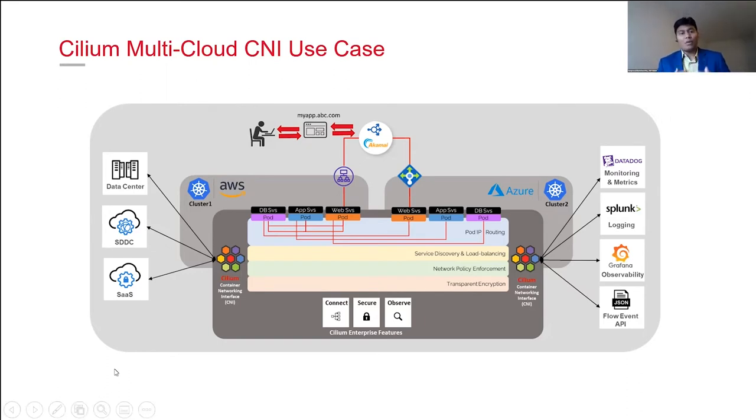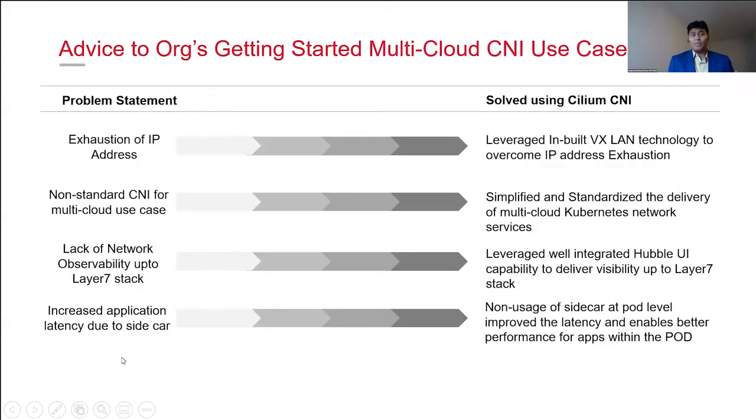We'll talk about some of the problem statements in the following slides: how, when we were in the single cloud provider using single native services and started moving into the multi-cloud, we learned some of the problem statements and how we addressed them using the Cilium CNI. Here are our problem statements, and here is how we addressed and resolved them using the Cilium CNI. And this is more important for the organizations that are getting started with multi-cloud container use cases.